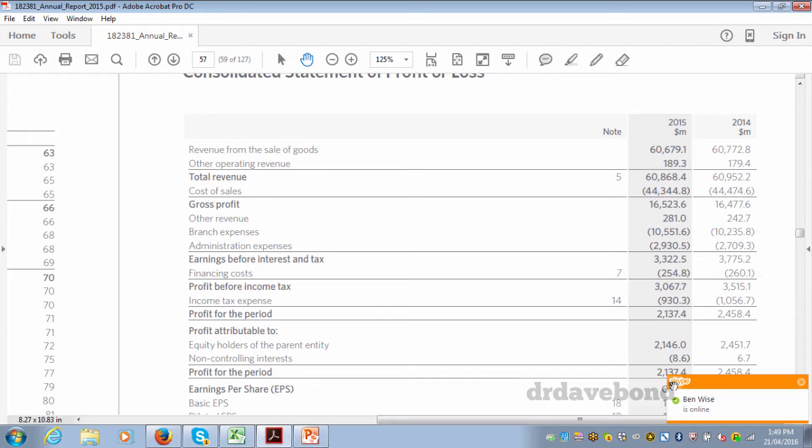What's the entry for depreciation? Debit depreciation expense, credit accumulated depreciation. There is no cash movement there. It's not a cash effect. That would probably be one of them, it's not the only thing, but depreciation is one of them.